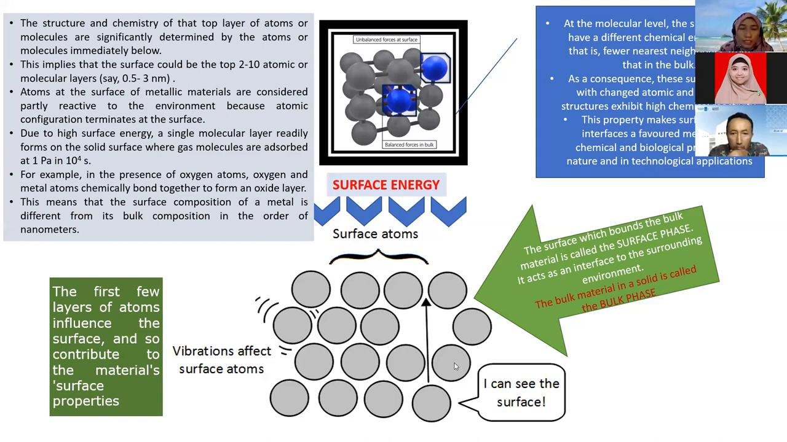You can see here, I can portray it if you can see my cursor now. This is what we call a bulk atom. This is the surface atom. You can see, for instance, this ball. This ball is very rich. Why? Very rich and very lucky because he has friends around him. He has balanced forces around him. He has everything around him.